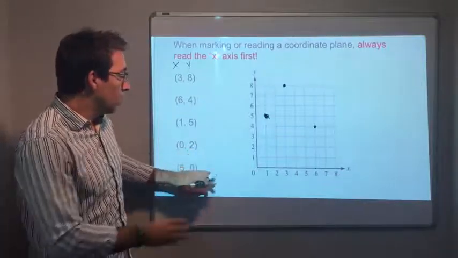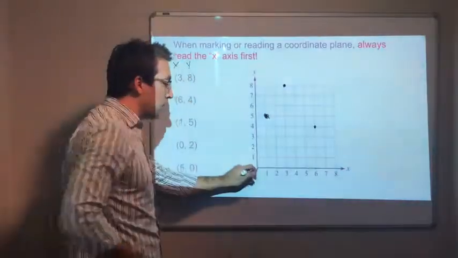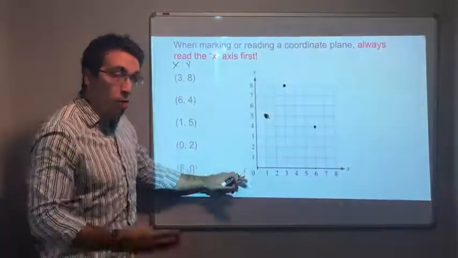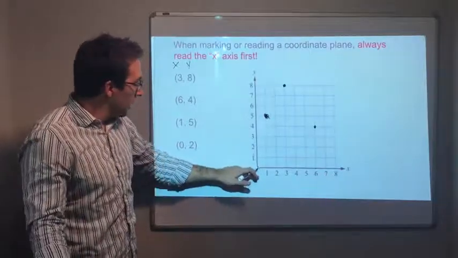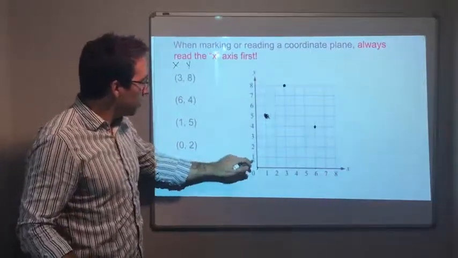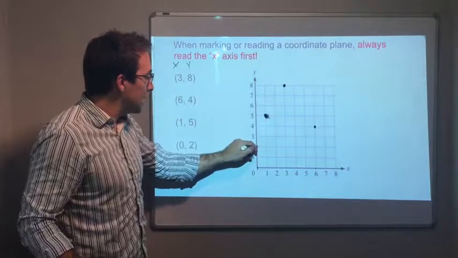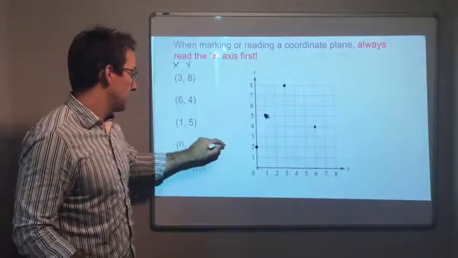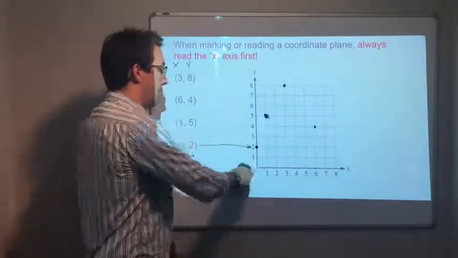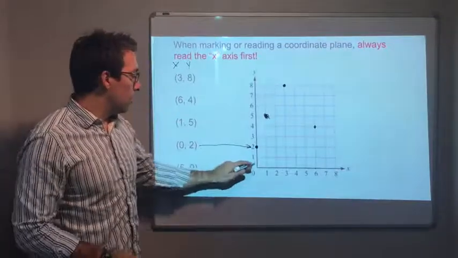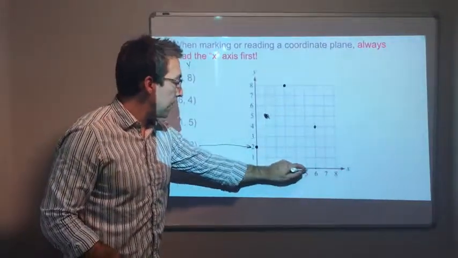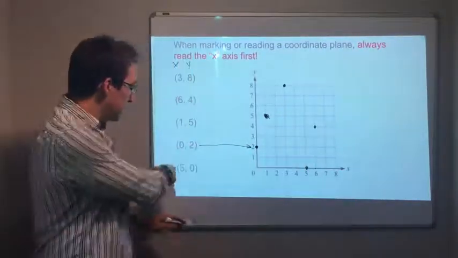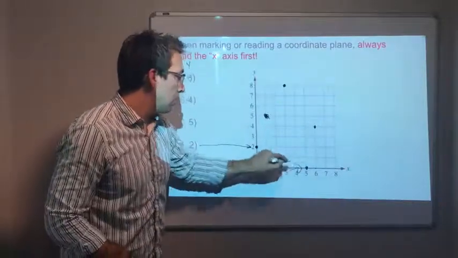0, 2. We go over 0, notice, because the x is first. Then we go y up 2: 1, 2. So this is 0, 2. Now let's look at 5, 0. 1, 2, 3, 4, 5, and then 0. There you go.